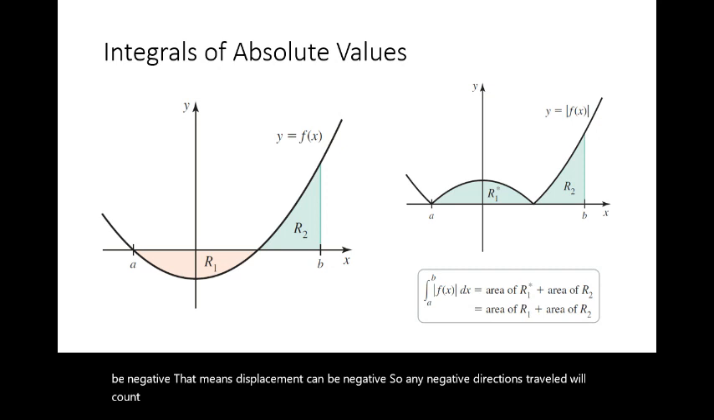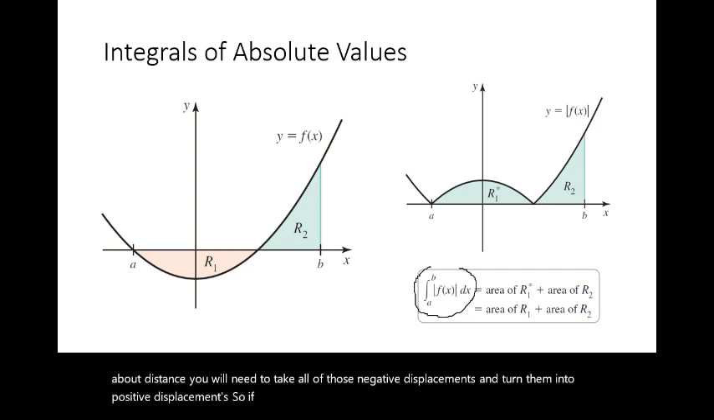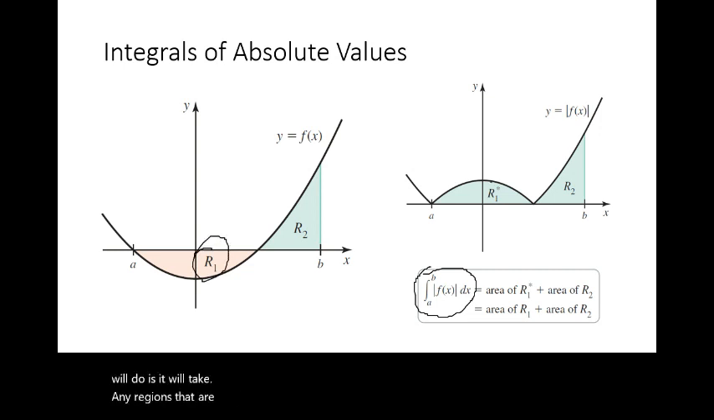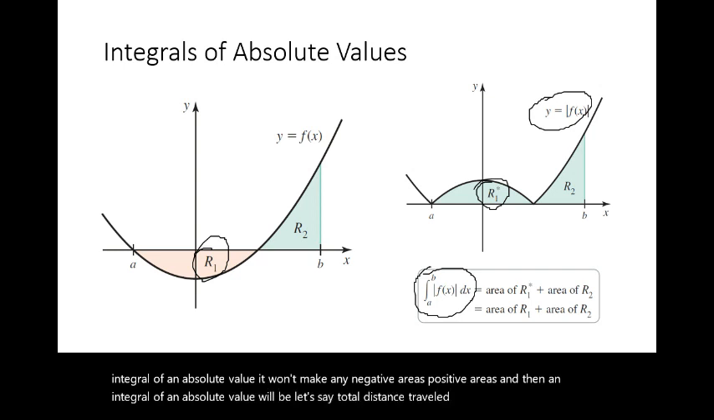If you want to, let's say, find the total distance traveled and you don't care about direction, you will need to take all of those negative displacements and turn them into positive displacements. So if you take the integral of an absolute value of f of x, what that will do is take any regions that are below the x-axis and mirror them above the x-axis. So if you take the integral of an absolute value, it will make any negative areas positive areas, and then an integral of an absolute value will be, let's say, total distance traveled, which doesn't care about direction.